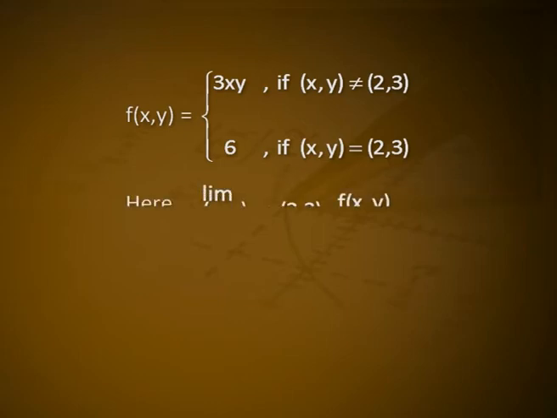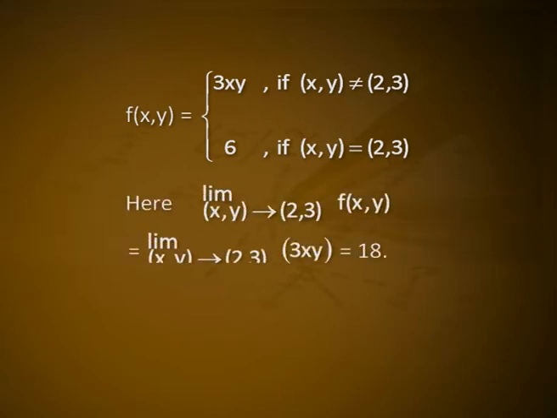A function which is not continuous at a point is said to be discontinuous. The discontinuity at a point (a,b) may occur if either limit of the function does not exist or limit exists but different from f(a,b). Example, check the continuity at (2,3) of a real valued function f defined by f(x,y) equal to 3xy if (x,y) not equal to (2,3), equal to 6 if (x,y) equal to (2,3).